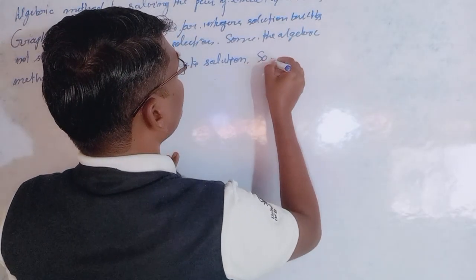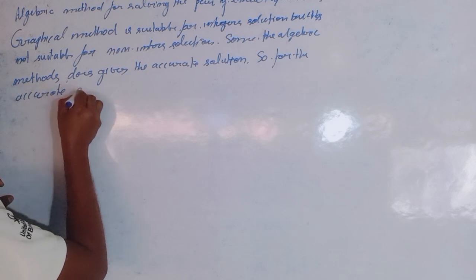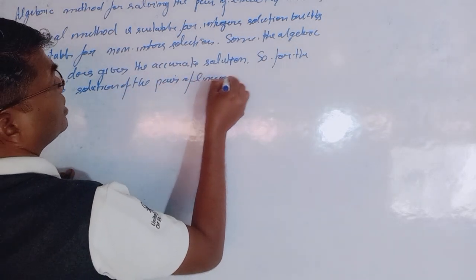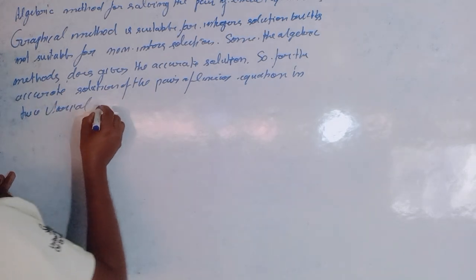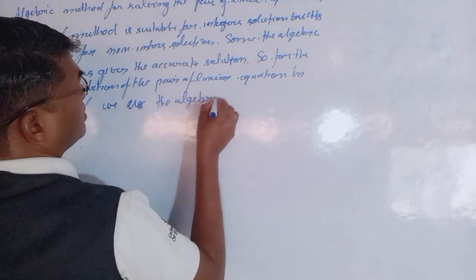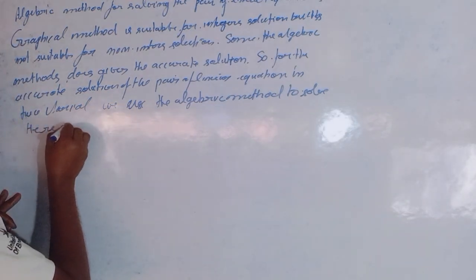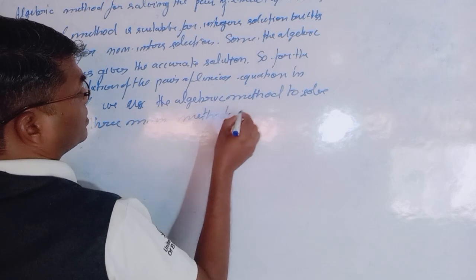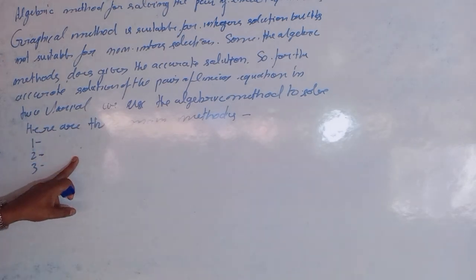So for the accurate solution of a pair of linear equations in two variables, we use the algebraic method to solve. Here are three main methods: first method, second method, and third method.